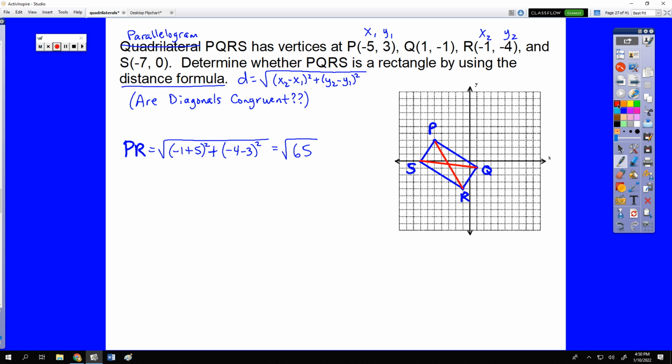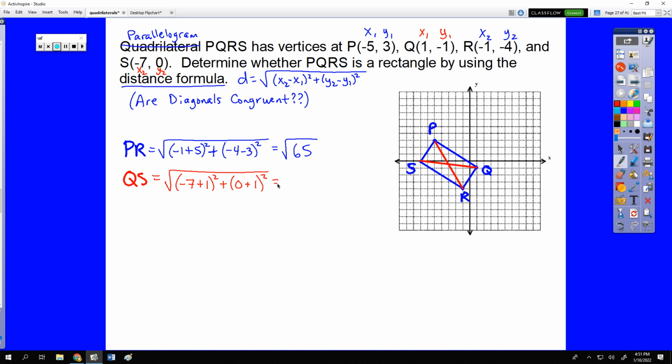Then we are going to turn around and do the same thing for QS. We're going to check to see if QS has that same length. So Q would be x1, y1, S would be x2, y2, and we would plug into our distance formula. So again, that's x2 minus x1, which is -7 minus -1, quantity squared, plus y2 is 0, minus y1 is -1. So that would be 0 minus -1, which would end up being 0 plus 1.